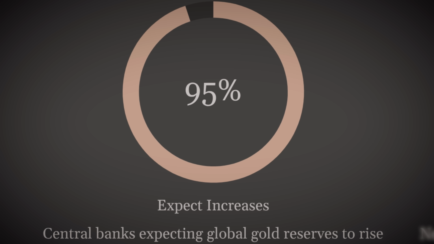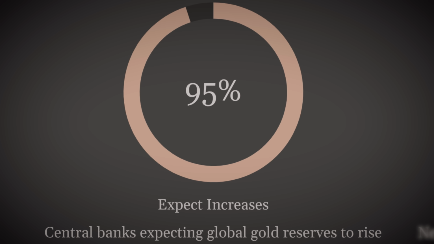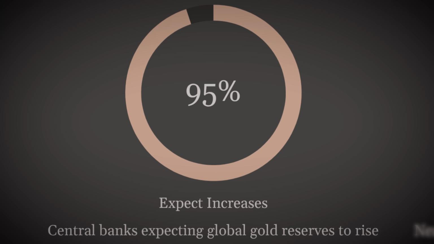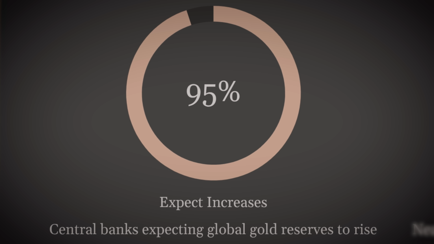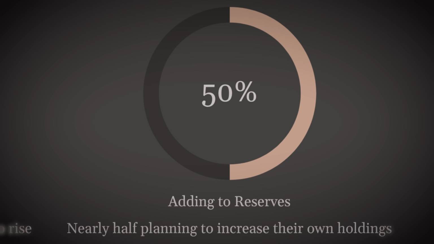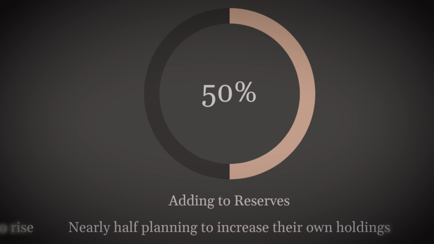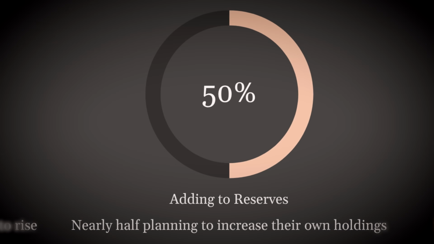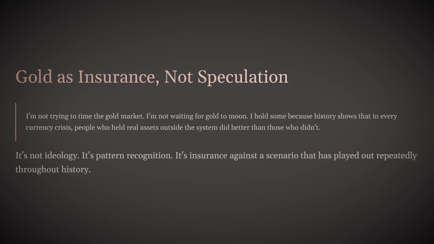But do you think gold is money? Yes. Enough people in the world believe that it's got value, including central banks. And again, if you look at what central banks are doing, buying gold. The World Gold Council found that 95% of central banks expect global gold reserves to increase this year. Nearly half said they're planning to add to their own reserves. It's not conspiracy theory. They're the people who run the system. They're hedging. So for me, gold and silver are insurance, not speculation.